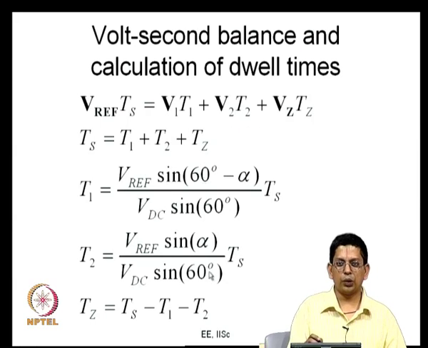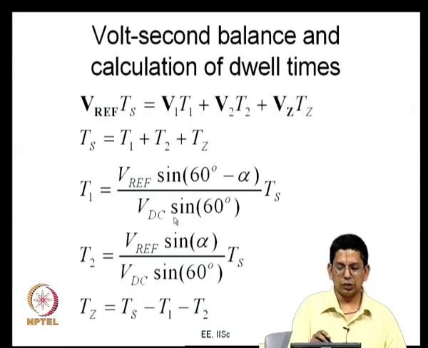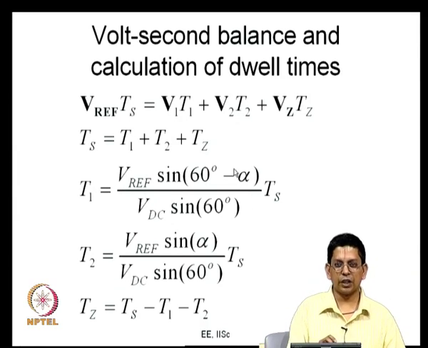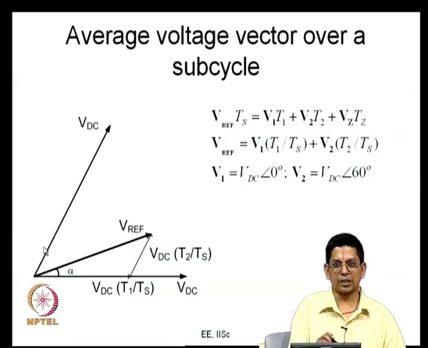You can just do this. You can decompose them along the alpha axis and beta axis, and you can derive these expressions, what we can call the dwell times. T1 is the time for which vector V1 should be applied, T2 is the time for which vector V2 should be applied, Tz is the time for which the null vector should be applied now. T1 and T2 can be calculated like this. They depend upon the magnitude Vref and angle alpha of the reference vector. So, from there you can derive this, from the previous page. These are vectorial equations, you can decompose them along the alpha axis and beta axis, and you can come up with these values for T1 and T2.